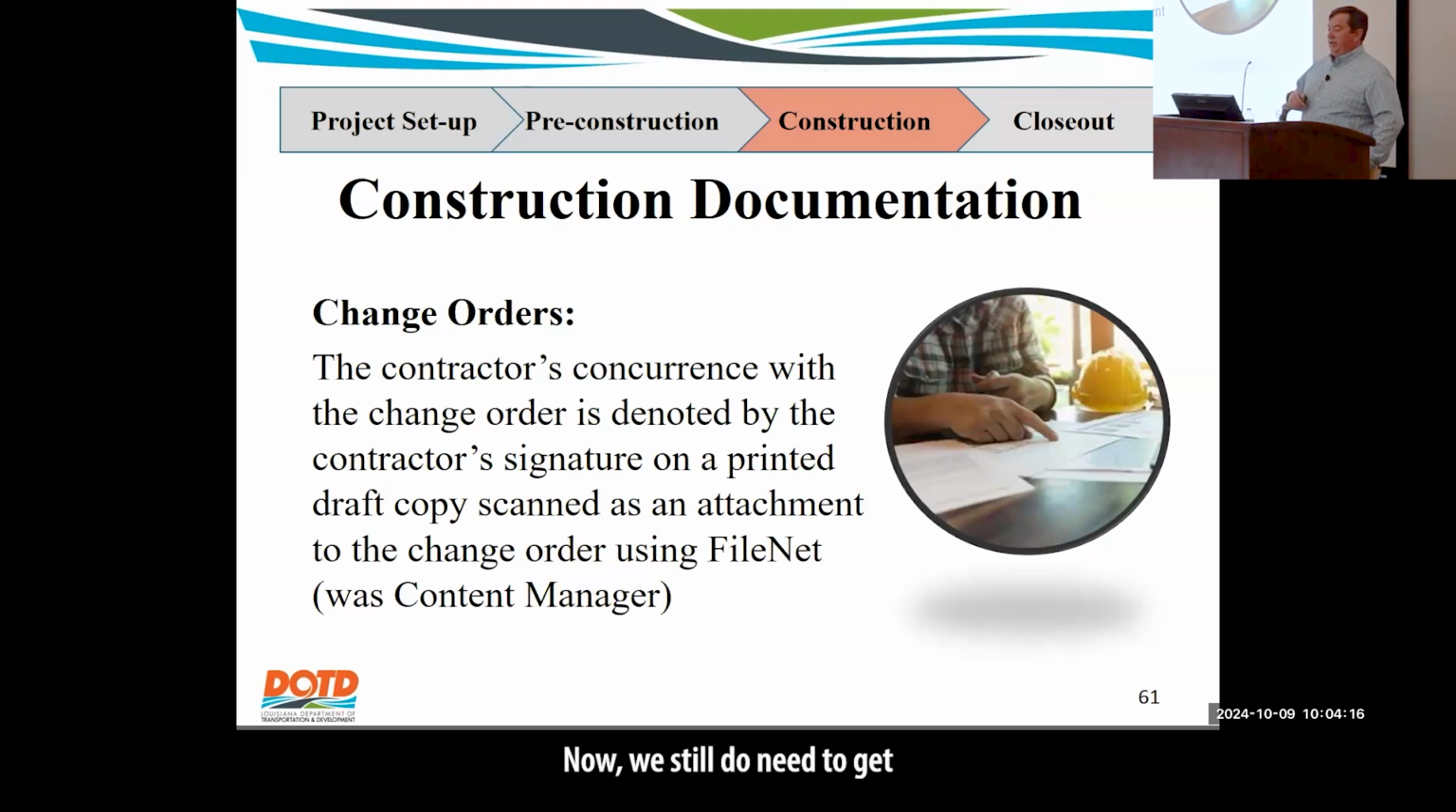Now, we still do need to get the contractor's concurrence, the actual prime contractor. So when you do that change order, you get it into draft, you get all the stuff ready, set it to pending, and send that to the contractor for him to sign so that we have that. Then we can scan that document in as an attachment to the change order, showing that the contractor did approve this plan change.